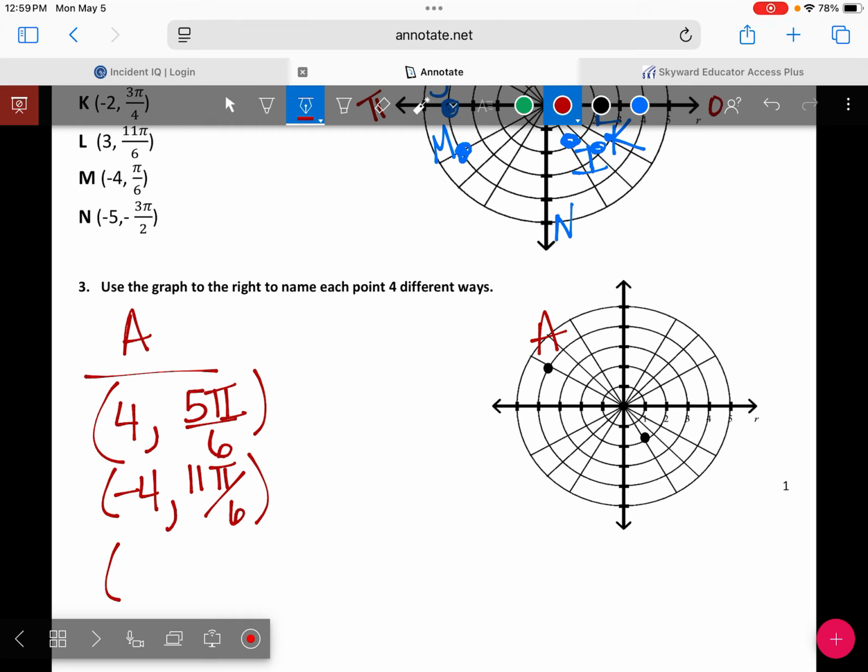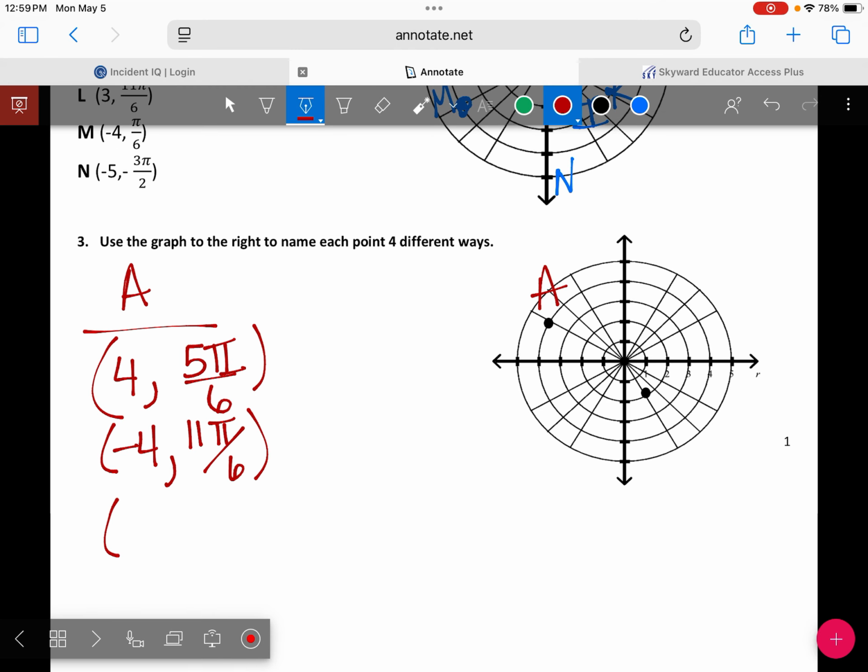All right. What if I want a negative angle? Still on A. What if I want positive 4, but I want a negative angle? So we're going this direction. So this is 1, 2, 3, 4, 5, 6. This would be 7. Oh, actually, that would be 7. Yeah. -7 pi over 6. All right, so we all kind of get the point there.